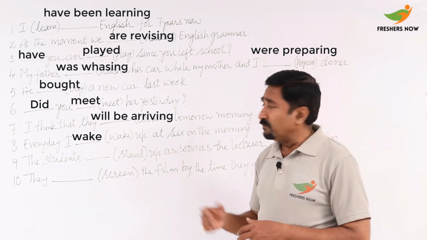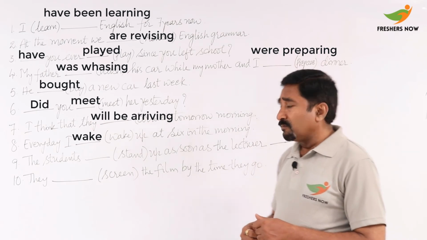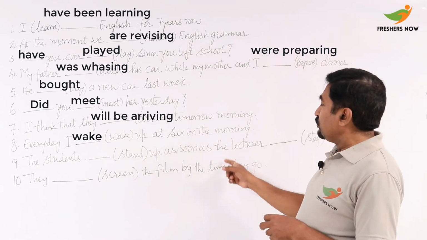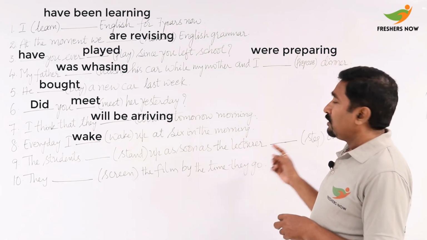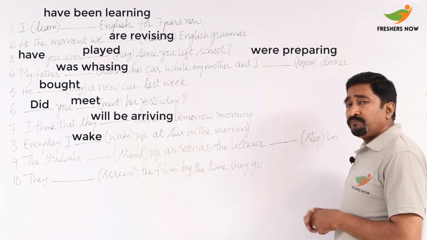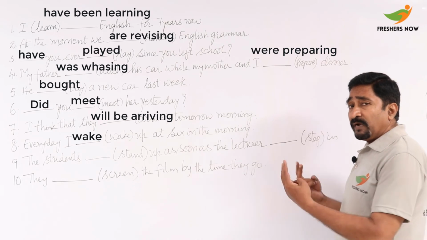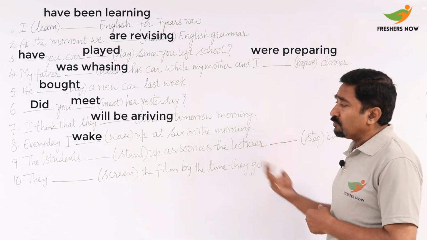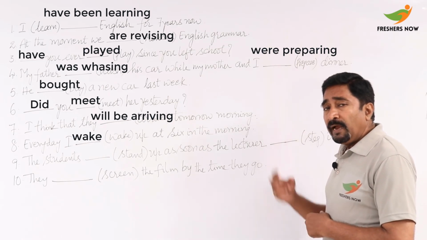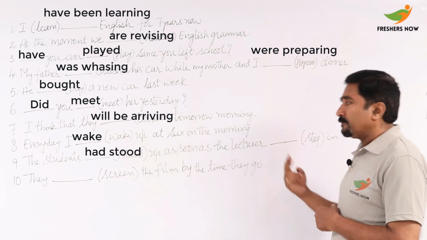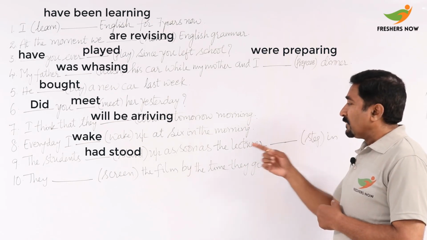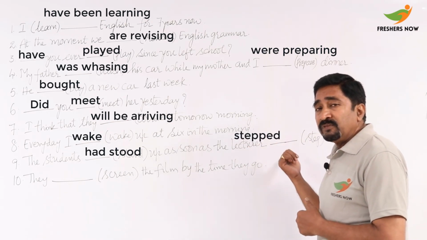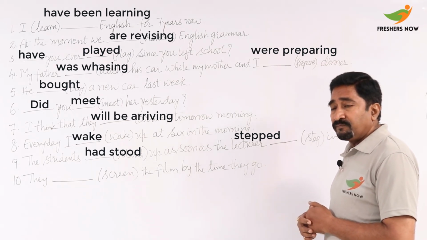Now let's see the next one. The students, one activity, stand up. As soon as the lecturer, the other one is step in. So the two activities there. So what is the first activity? The students had stood up as soon as the lecturer stepped in. So this should be in simple past tense.